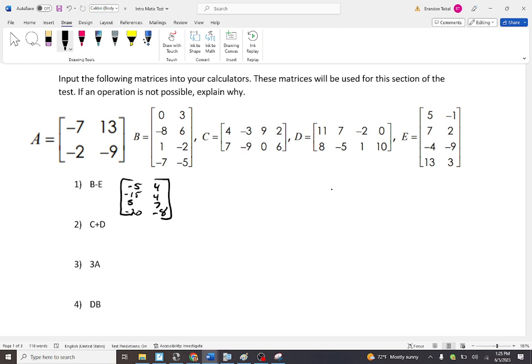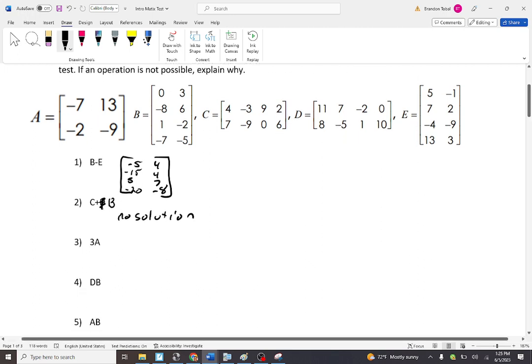So they have to be the same dimensions in order to add or subtract, okay? Let's say in this one, if I had C plus B, it would be no solution or not possible because they're not the same shape. So remember, if it's the same dimensions, you can add or subtract them. If they're different dimensions, you can't, because they have to line up.